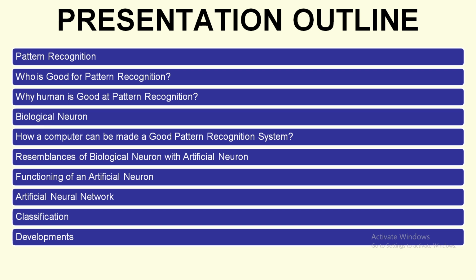From that we need to understand the functioning of an artificial neural network, and basically we will go into the definition of artificial neural network, followed by various classifications as well as architectures of artificial neural network. Let me go into them one by one.